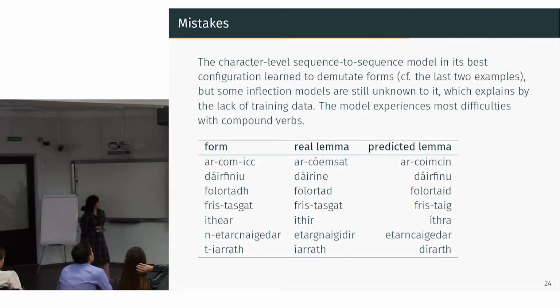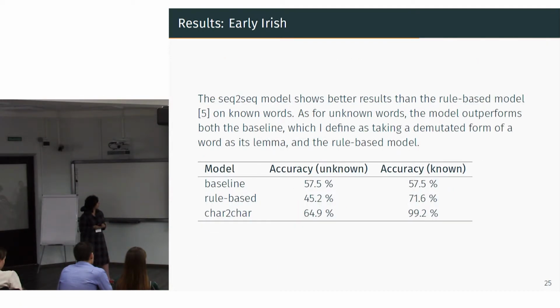Okay, great. So here are some mistakes that the system makes. It actually performs quite well because we can see that it learned to derive forms. It learned some nominal endings and verbal endings. But it has quite a lot of difficulties with compound verbs, with infix pronouns and shifted stress, but still it's quite nice.